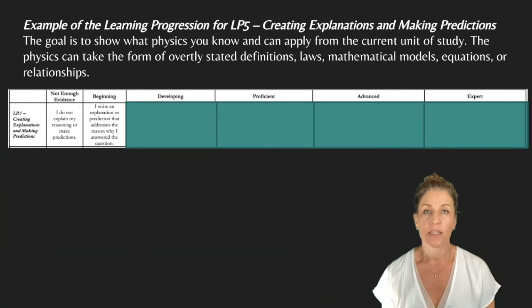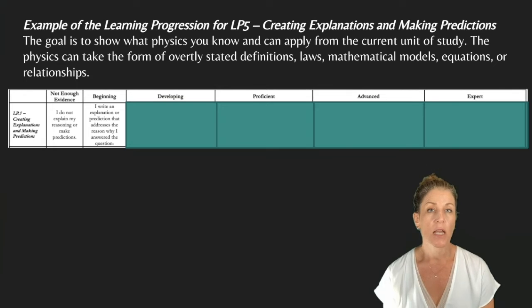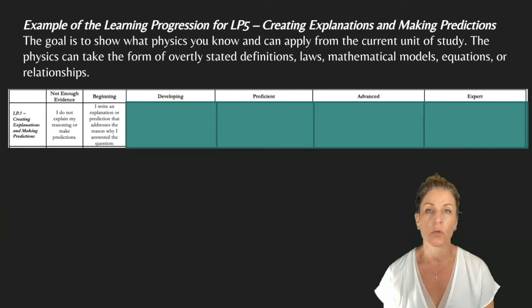Back in the video, The Practices, I presented all 10 practices and their goals. Here's one, creating explanations and making predictions. The goal is to show what physics you know and can apply from the current unit of study. The physics can take the form of overtly stated definitions, laws, mathematical models, equations, or relationships. So how does that translate into a learning progression?